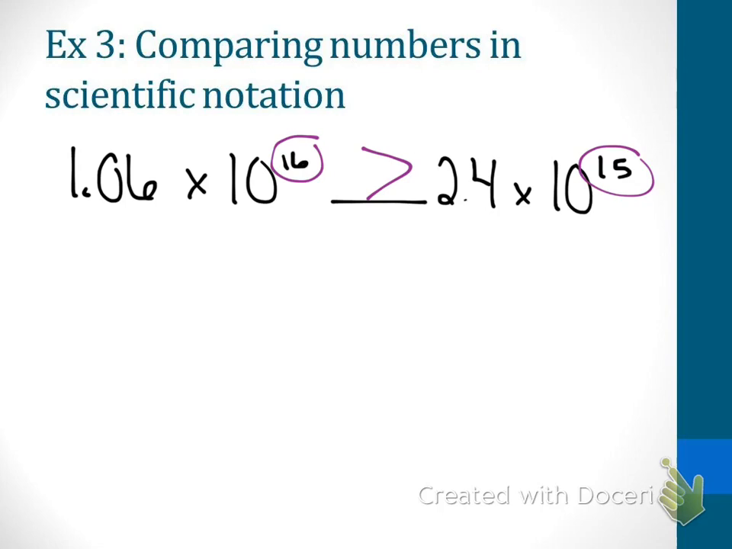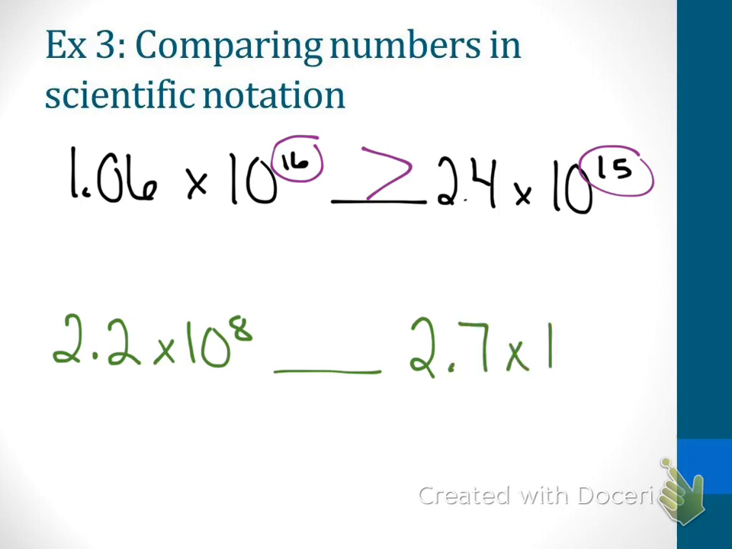But if your exponents are the same, let's say it's 2 and 2/10 times 10 to the 8th power compared to 2 and 7/10 times 10 to the 8th power. Now, both of my exponents are the same, right? They're both 8s. So since they're both the same, I need to now look at my decimal values. And which decimal value is greater? 2 and 7/10. So obviously I would write a less than sign there. So simply put, guys, comparing numbers in scientific notation, I look at the exponents first. Bigger one is the bigger number. If they're the same, I compare my decimals.